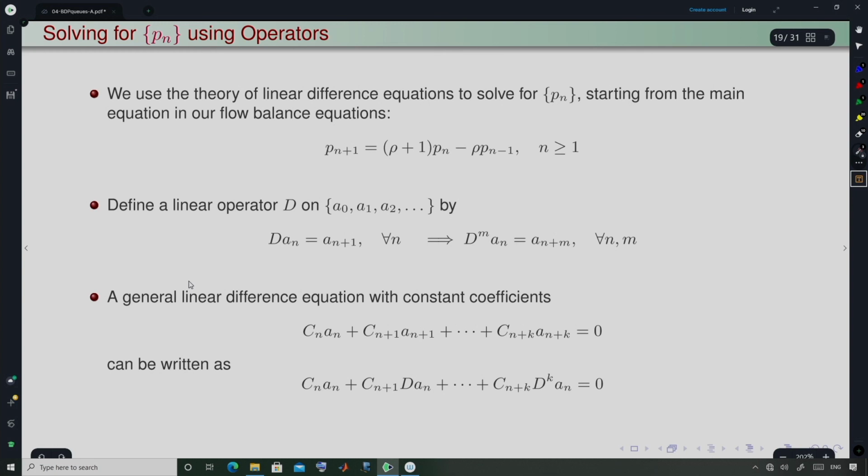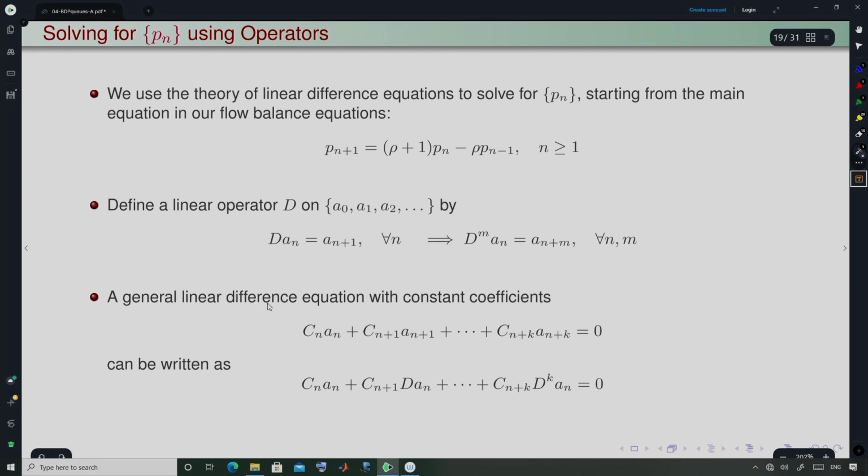To do that, let us look at a generic approach. We define a linear operator, which we call D, on this sequence: D acting on An will produce An plus 1. Then D acting m times on this An will produce An plus m. This is the operator that we have here.